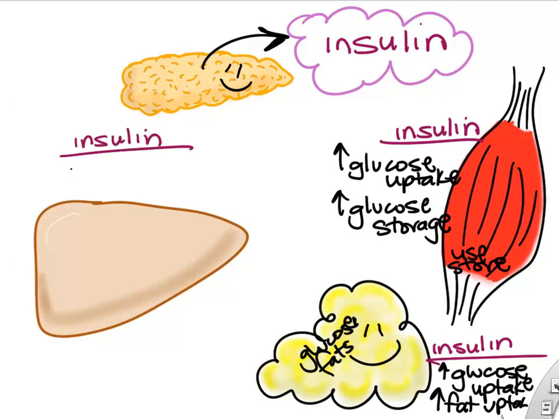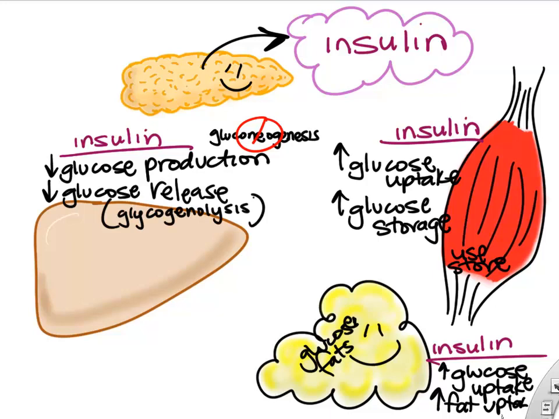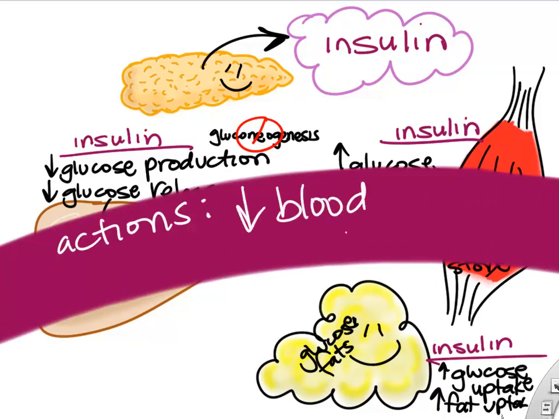In the liver, insulin will have many actions. One is to decrease glucose production. So the liver can make new glucose, so we'll want to stop that. We'll also decrease glucose release from the liver because the liver has stored up glycogen, and so it can break that glycogen down and release it, but we'll want to stop that since we already have high glucose. And we'll want the liver to store the glucose, so increase glucose storage in the liver. So the actions now of insulin were to bring our blood glucose down.